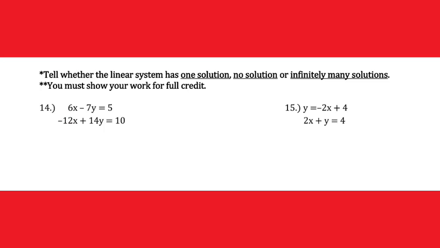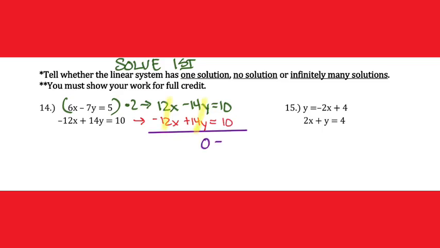All right, tell whether the system has one solution, no solution, or infinitely many. And we just solve them like we have been. That's all you have to do. 14 looks like it's set up for elimination if I multiply the top equation by 2. So 2 times 6 is 12, and 2 times negative 7 is negative 14, and 5 times 2 is 10. Second equation, I leave it and add them up. And when I do this, I see the x and the y's both eliminate, but 10 and 10 do not eliminate. 10 plus 10 is 20. So 0 cannot equal 20, so I know this is a no solution.